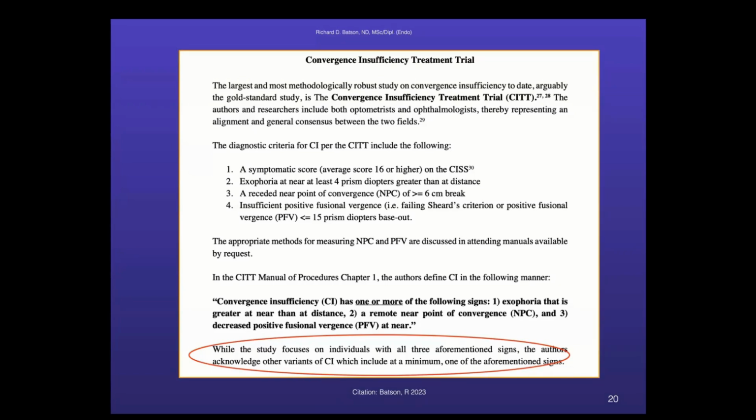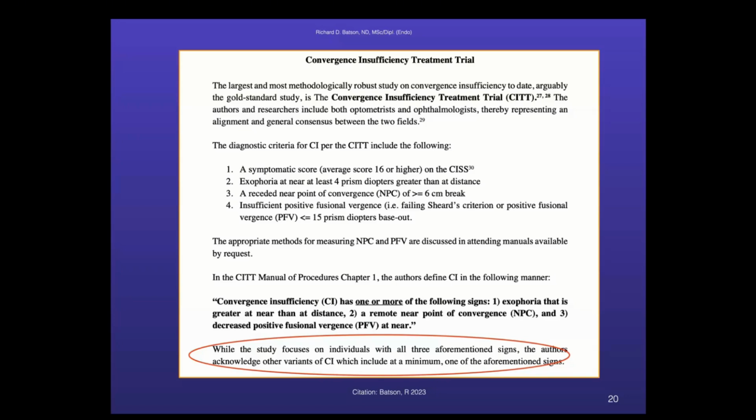So we want to be paying attention to this as reviewers. Are we just talking about NPC, near point of convergence? Are we talking about all 3? We want to understand what's the diagnostic criteria in the study. And then you'll see here, look at the 6 centimeters. That's because this is a pediatric adolescent study, so they're using a cut point of 6 centimeters to define abnormality. And then here's where the 4 prism diopters comes from. So exophoria near at least 4 prism diopters.